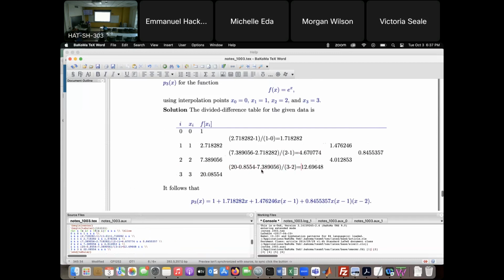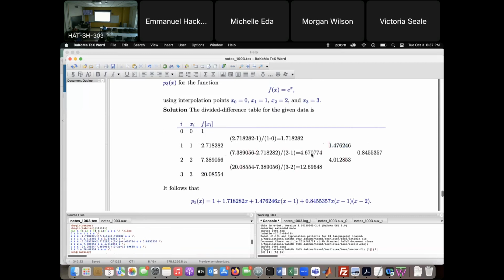Why did you put a minus sign here? Where? Okay, wait, whoops, that's a typo. There should be a 0 there. So this minus this, divided by the neighboring x value, is 3 minus 2. How did you get the other rows? I'm about to do that.